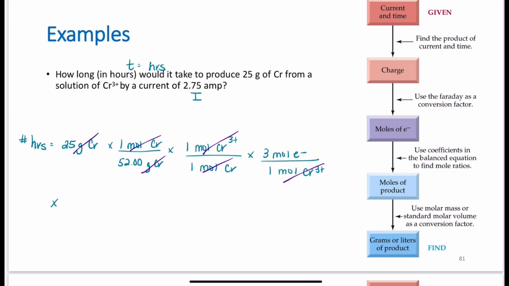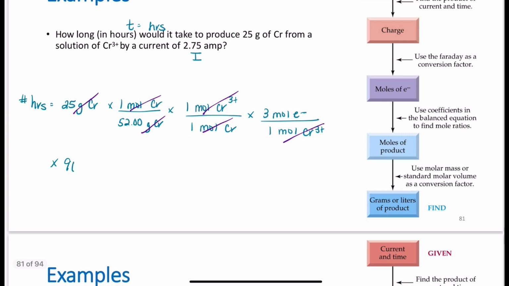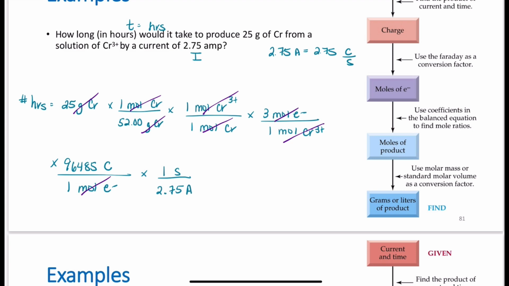I've run out of room, so I'm going to write down here. But I know that it's 96,485 coulombs for every 1 mole of electrons transferred. I'm into coulombs. Now I just need to use that current, where 2.75 amps is the same as 2.75 coulombs per second. I can use that as a conversion factor, right? I know 1 second is 2.75 coulombs.